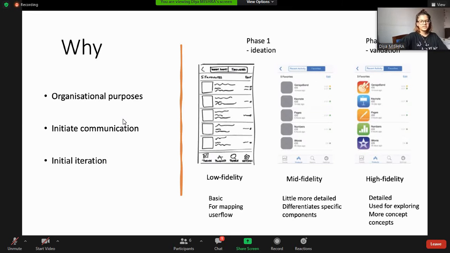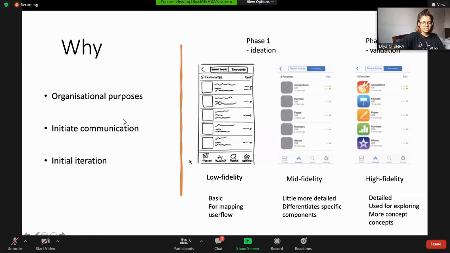First and foremost, organizational purposes. We use outlines all the time for planning out our essays, presentations, events, and similarly, a wireframe provides a clear overview of the website or app and its intended purposes.